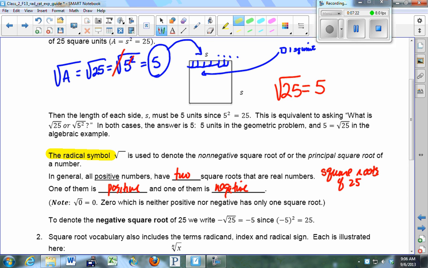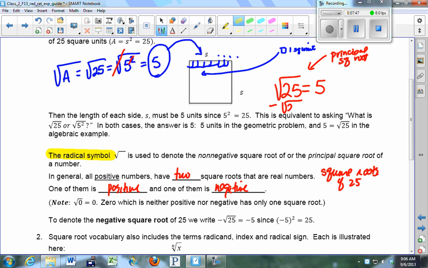How do I indicate the negative? That's right here. You just put the negative outside of the whole thing like you do with any number when you want to say the opposite. You put the little dash out in front. So this always means the principal square root. And most of you are just going to call it the positive because you're going to forget about 0. You're not going to go around saying the non-negative square root.